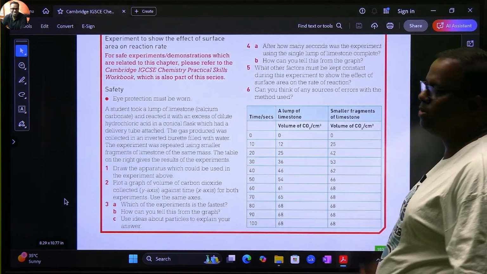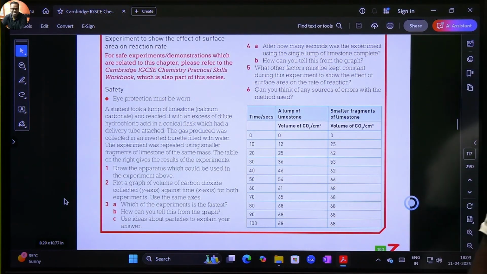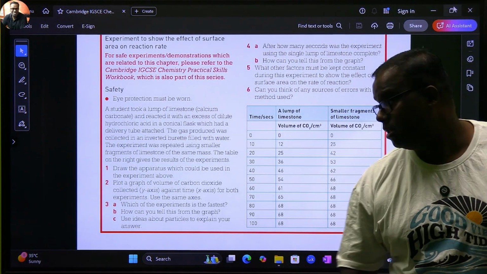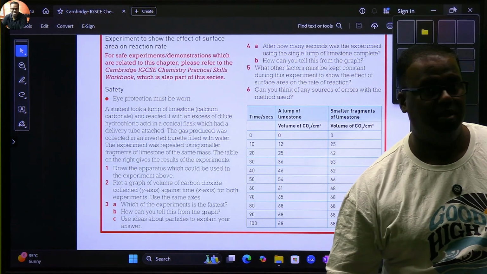And then this is the experiment that you are supposed to do in your school based on the same thing. Okay?